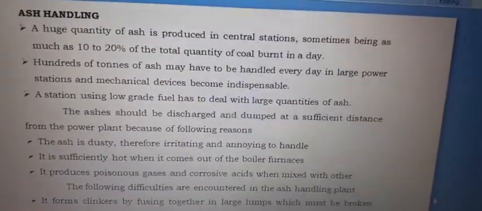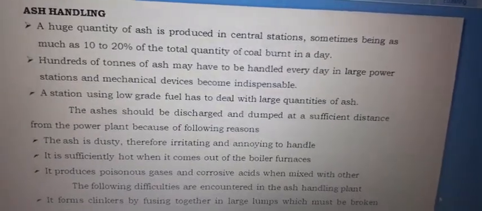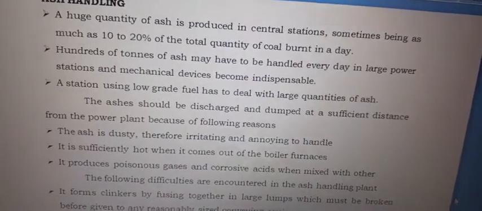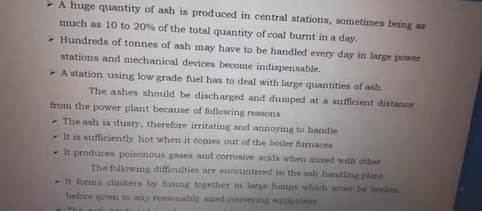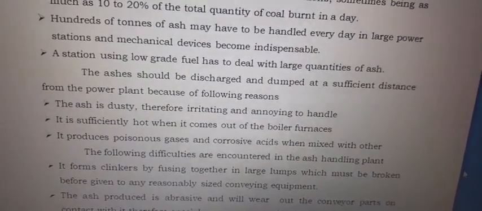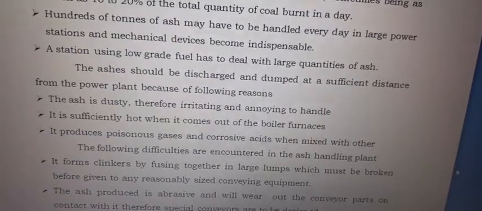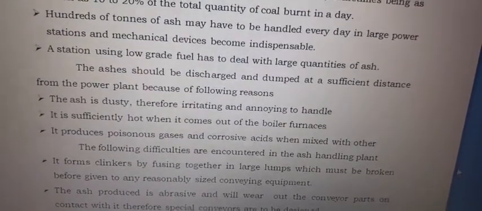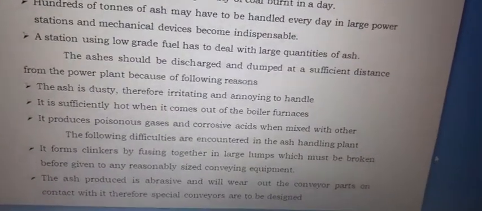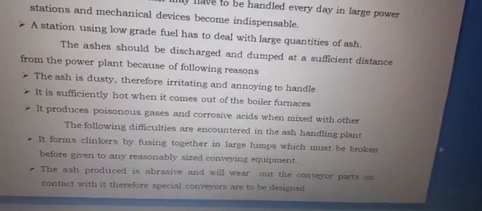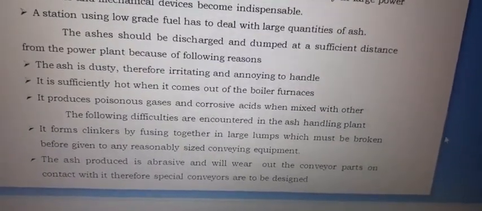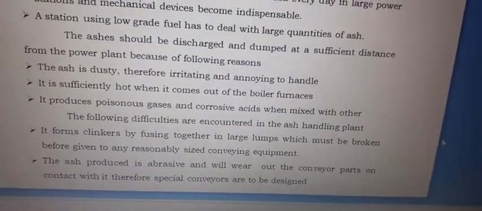Ash handling. A huge quantity of ash is produced in central stations, sometimes as much as 10 to 20% of the total quantity of coal burnt in a day, and hundreds of tons of ash may have to be handled every day in large power stations. A station using low grade fuel has to deal with large quantities of ash. The ashes should be discharged and dumped at sufficient distances. The ash is dusty, therefore irritating and annoying to handle. It is very hot when it comes out of the boiler furnace. It produces poisonous gases and corrosive acids when mixed with others.